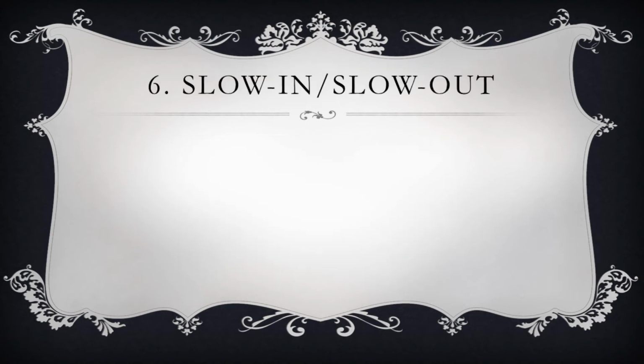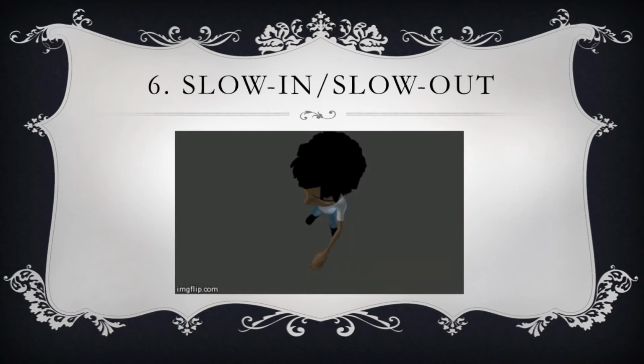Number 6 is slow in and slow out. In slow in, slow out, your animation needs to slow down at the beginning and at the end of a main action for more realism. For example, a bouncing ball that slows down as it reaches its maximum height.